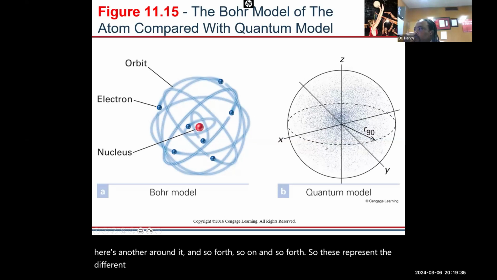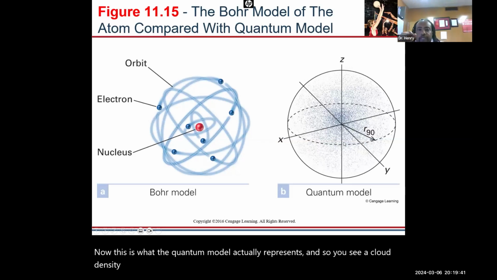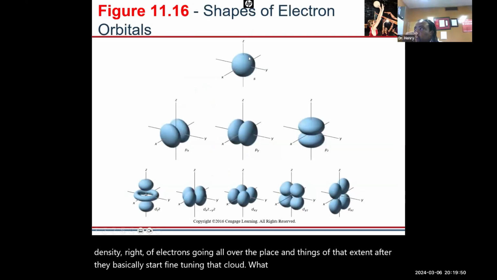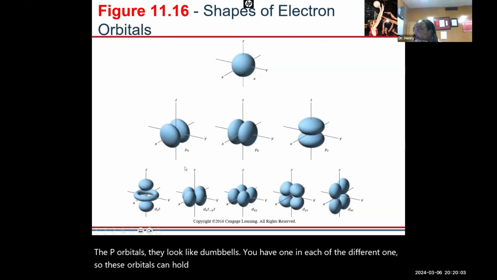Now, this is what the quantum model actually represents. You see a cloud density of electrons going all over the place. After they started fine-tuning that cloud, this is what the s orbital looks like. It looks like a sphere. The p orbitals look like dumbbells. You have 1 in each of the different directions. Each orbital can hold 2 electrons.